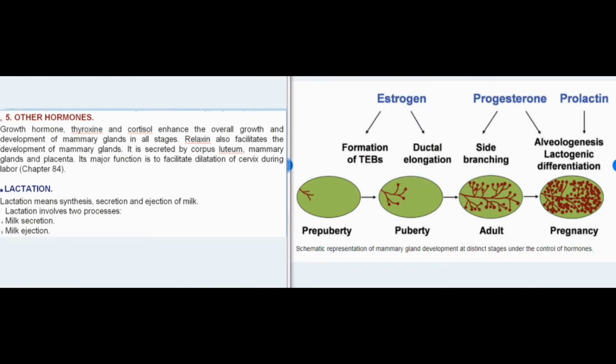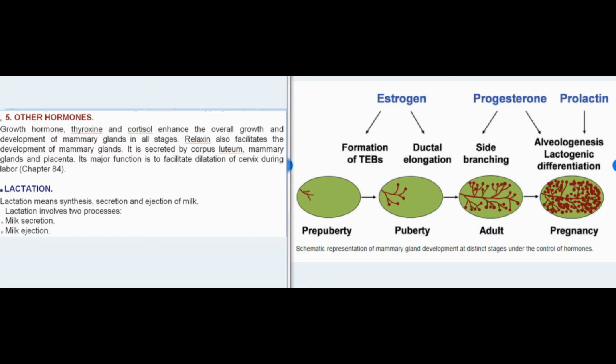5. Other hormones. Growth hormone, thyroxine, and cortisol enhance the overall growth and development of mammary glands in all stages. Relaxin also facilitates the development of mammary glands. It is secreted by corpus luteum, mammary glands, and placenta. Its major function is to facilitate dilatation of the cervix during labor, Chapter 84.